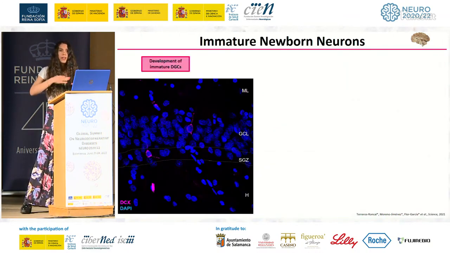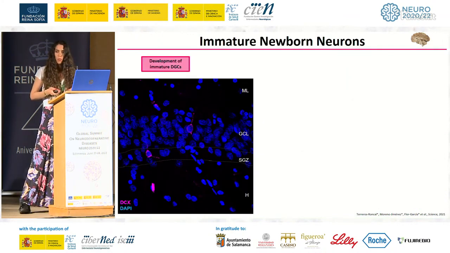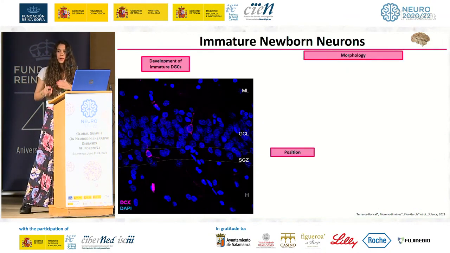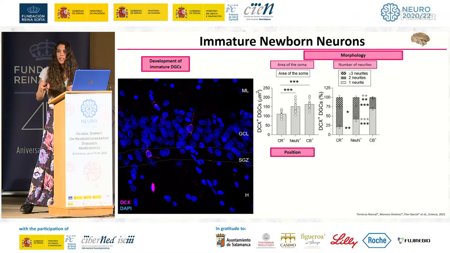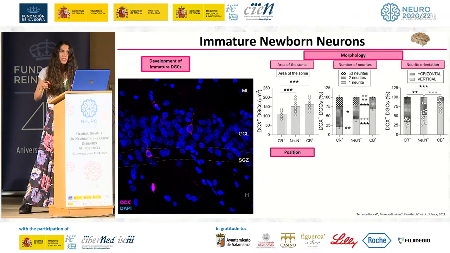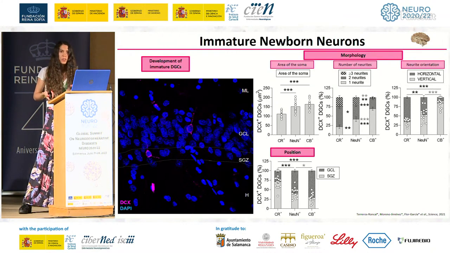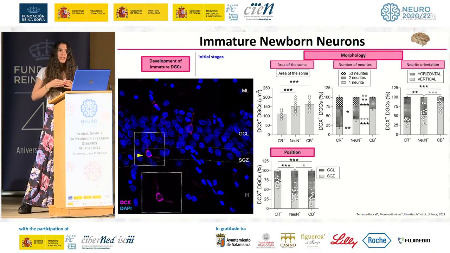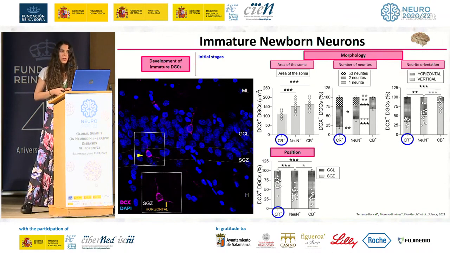So with this, we can study the development of immature dentate granule cells, and we can determine the levels of maturation of these immature neurons with the morphology and the position. We studied the area of the soma, the number and orientation of the neurites, and also the position. In the initial stages of maturation, the cells have a smaller soma and multiple horizontal neurites, and they are mainly localized in the subgranular zone.